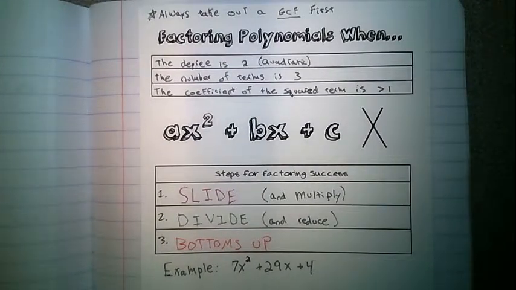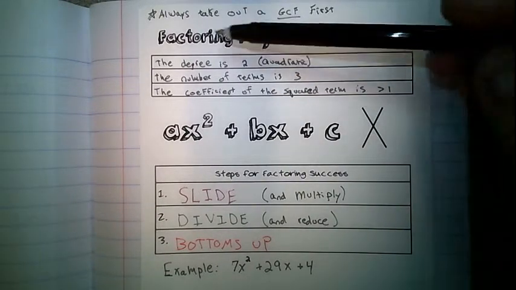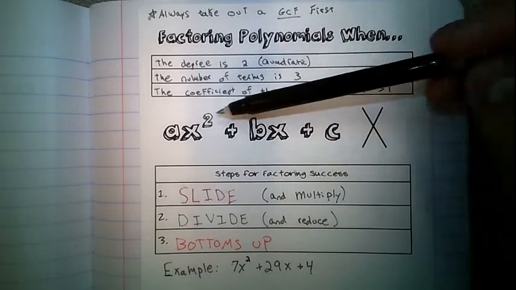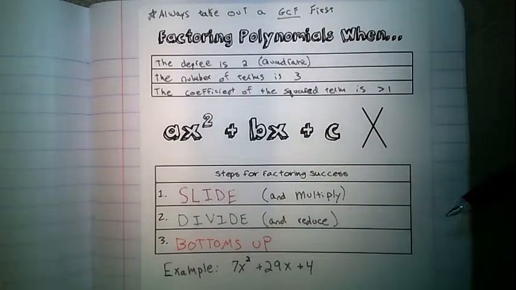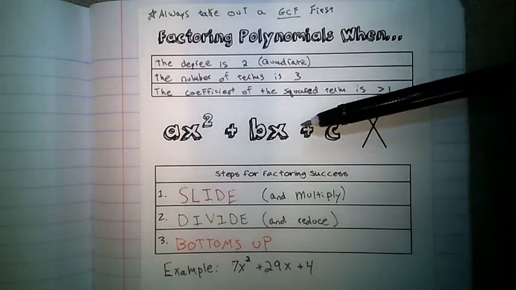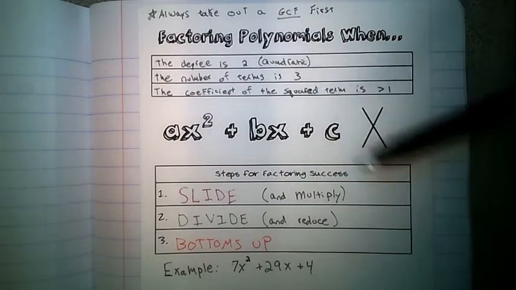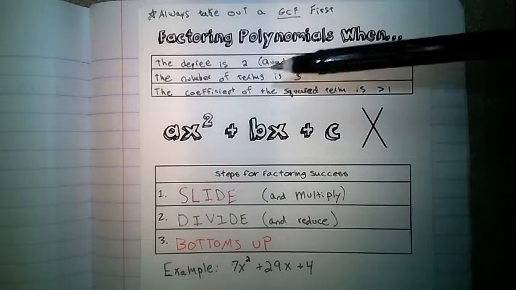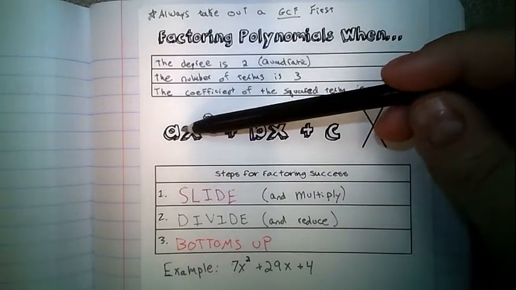If you pause the video so you can write down these notes, these are the steps for factoring polynomials. We use this strategy when the degree is 2, which means it's a quadratic. The number of terms is 3, so it's got 1, 2, 3 terms. And the coefficient of the squared term is greater than 1.